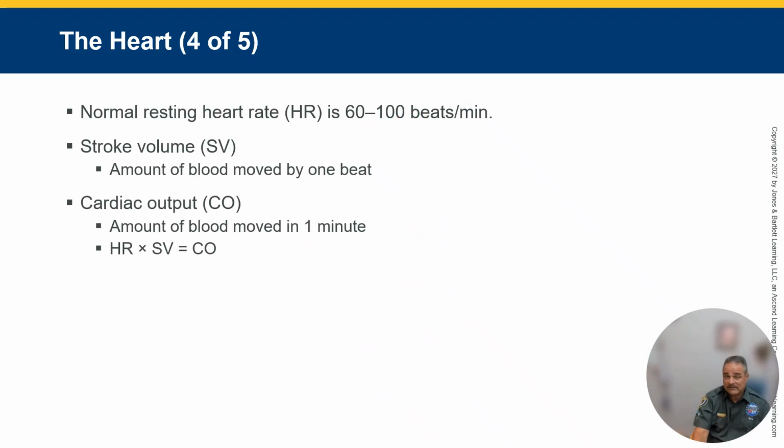Normal heart rate is 60 to 100 beats. Stroke volume is the amount of blood that's moved by 1 beat. Cardiac output, that's simple. It's the amount of blood that's moved in 1 minute. Heart rate times stroke volume equals cardiac output. I'll again say, heart rate times stroke volume equals cardiac output. Now, you're going to know what the heart rate is, but you don't know what the stroke volume is. The only way you can measure that is if the patient has an arterial line, and we know how much blood is flowing through that arterial line during that period of time. But you can calculate this, and you can understand what cardiac output is.